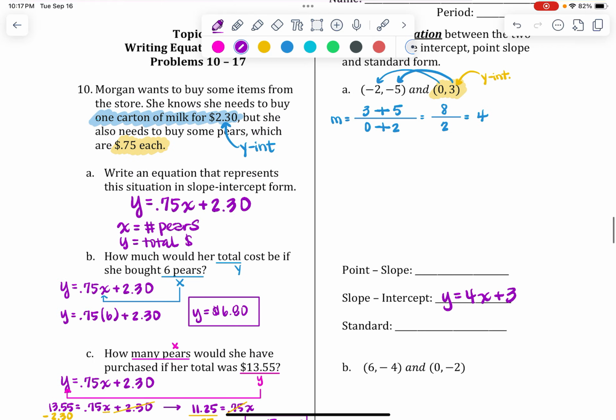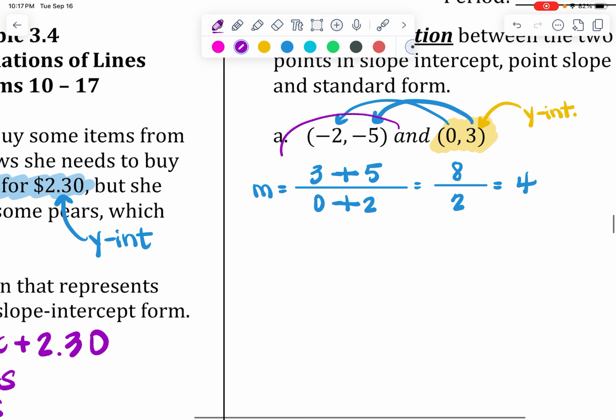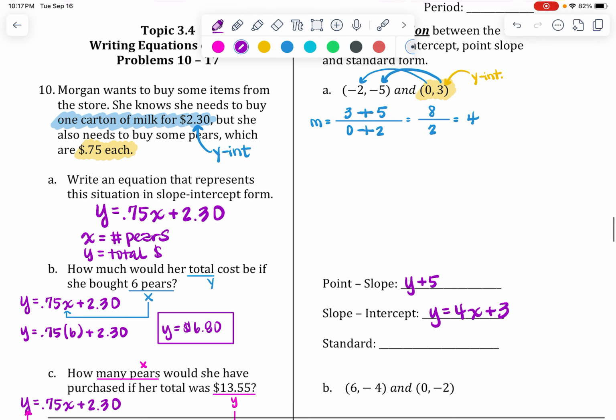Now, point-slope form, remember, is y minus y1 equals m times x minus x1. Write it out if you need to. It's right there on your formula chart. I've already written it a million times, so I'm not going to write it down again. Now you can pick either one of these points. I don't care. If you pick the first point, that's going to be a double negative. So this would change to y plus 5 equals m times x minus negative 2, which would change to a plus 2.